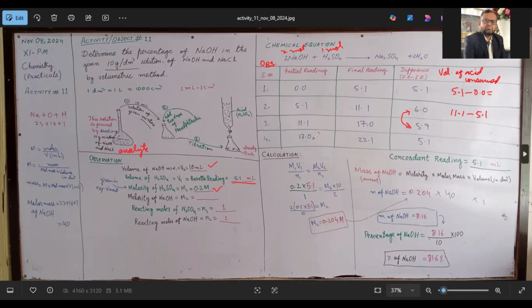So we have to conduct one more reading. Otherwise, 3 are enough. But if you don't get 2 concordant readings, then perform another experiment. So again, we wash the conical flask and perform the 4th experiment, where the volume of sulfuric acid was 17.0 and the final reading was 22.1. So the difference is 5.1. So these are the 2 concordant readings.